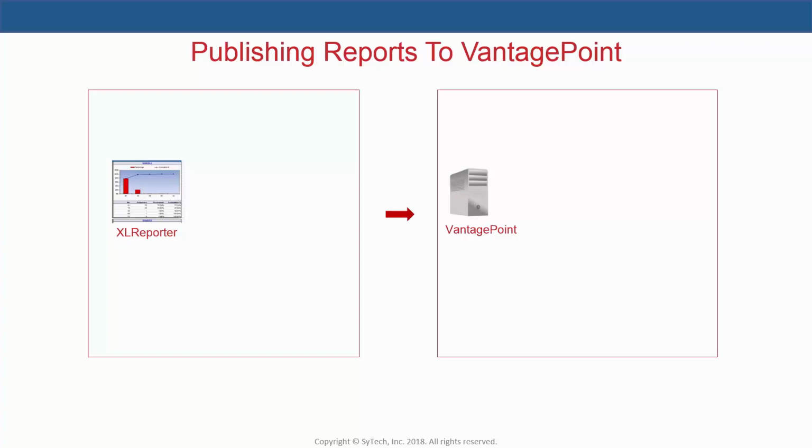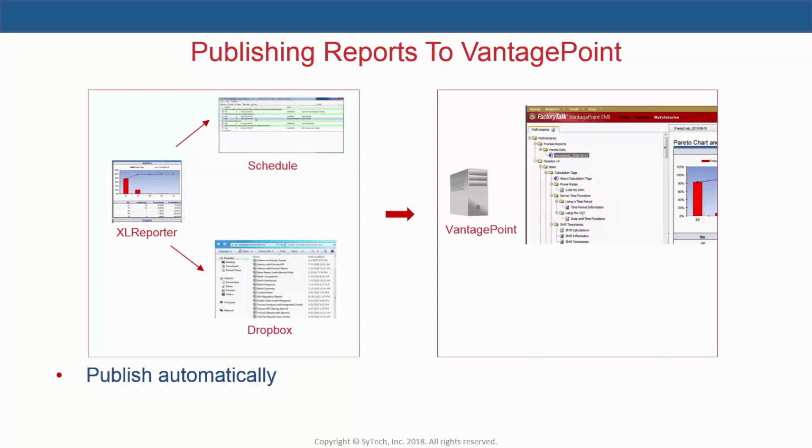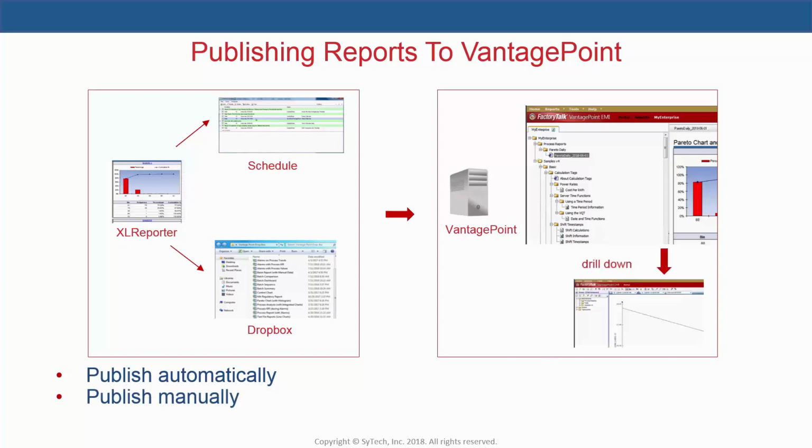XLReporter can connect to a VantagePoint server, whether that server is located on the same local network as XLReporter, or if it's located halfway across the country or even the world, as long as that's supported by the enterprise network. Reports can be published either automatically on a schedule or manually through a drag-and-drop Dropbox interface. In either case, XLReporter also supports drill-down functionality, allowing users to click links in their reports that will display further information inside VantagePoint.